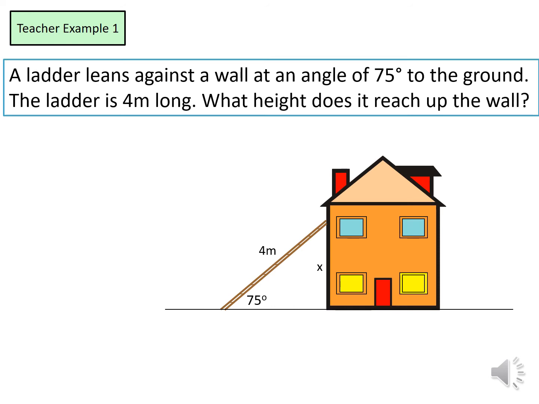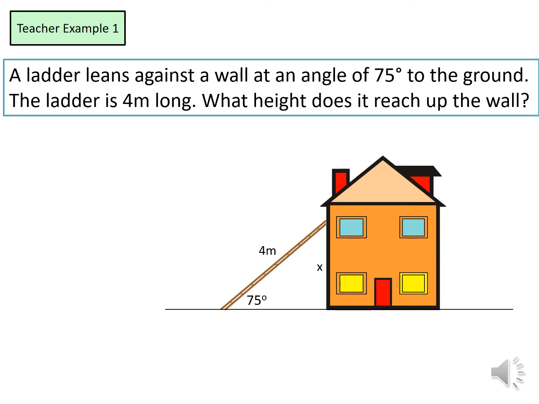Alright guys, here's the first example of a problem solving question which includes trigonometry. The question states a ladder leans against a wall at an angle of 75 degrees to the ground. The ladder is 4 meters long. What height does it reach up the wall? So we need to find out what height the ladder reaches up the wall.